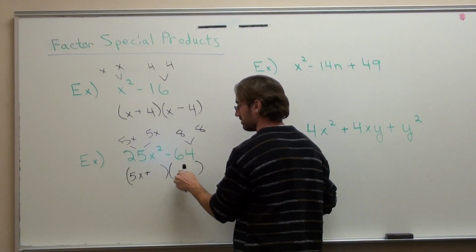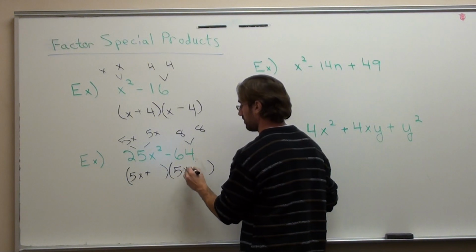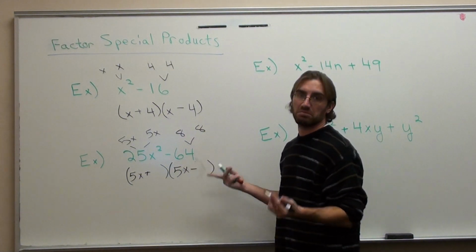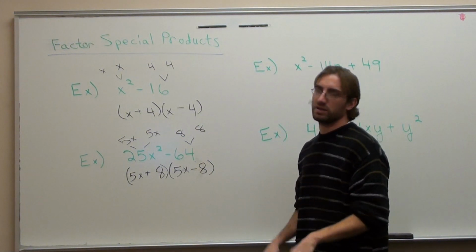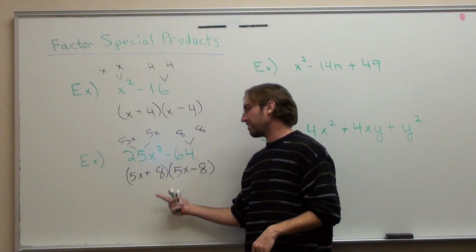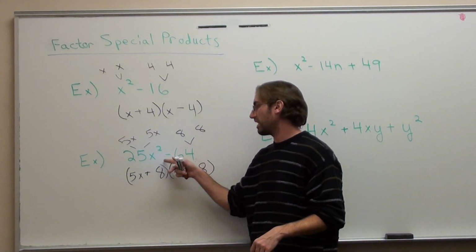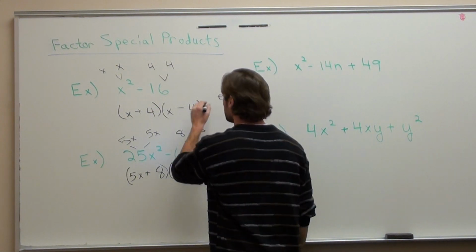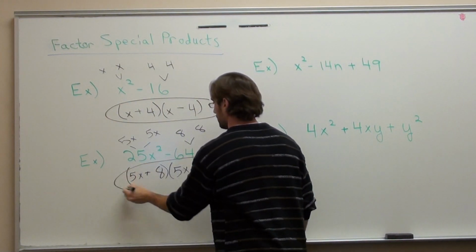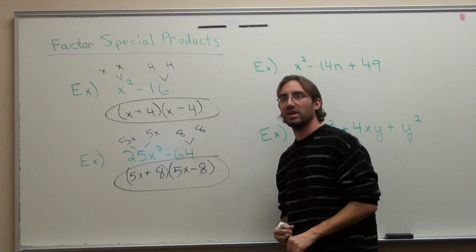5x plus 8, 5x minus 8. Finito. Done. 8 times 5x is 40x, plus 5x times negative 8, which is negative 40x, that's 0x. It cancels out the middle term. So you just factored. If it was an equation, then you'd have to use the zero product property, etc.